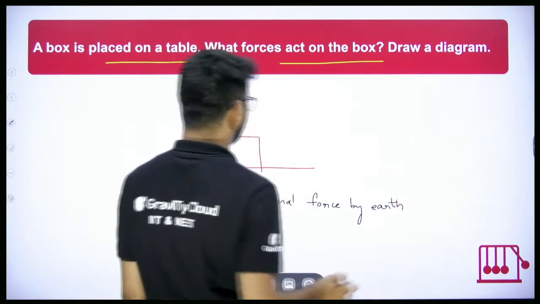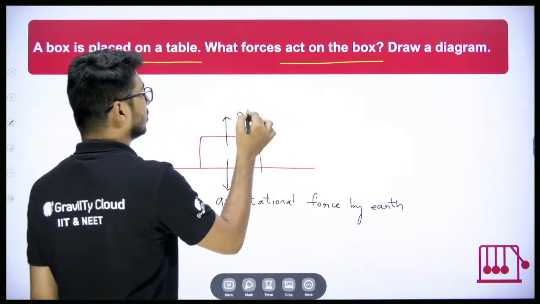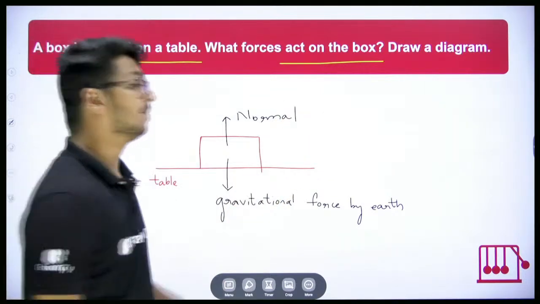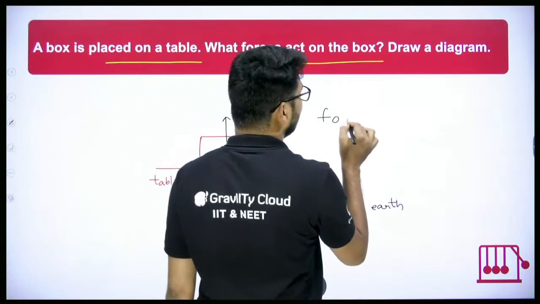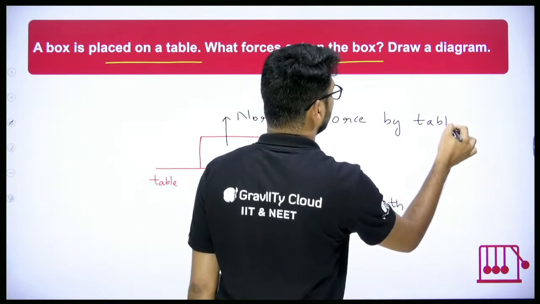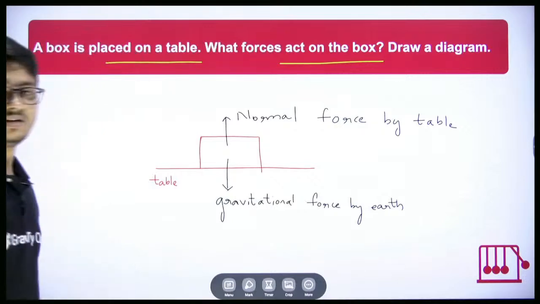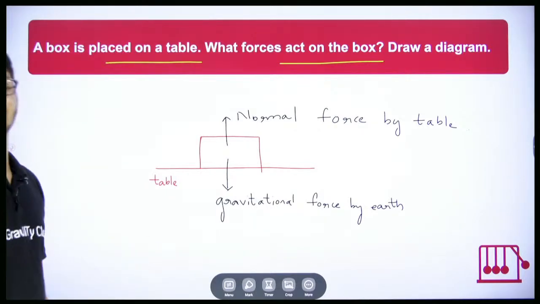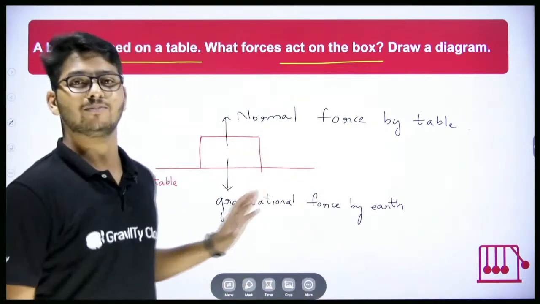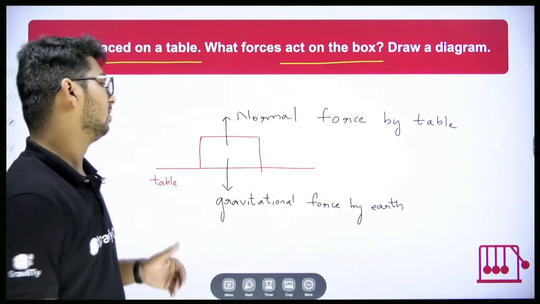Then there will be another force, we call it normal force, because it is perpendicular to the table. Who will apply the force? The table will apply it on the box. So normal force by the table. That's it. There are two forces. End of story. Okay. This is the diagram. Simple diagram. Clear?